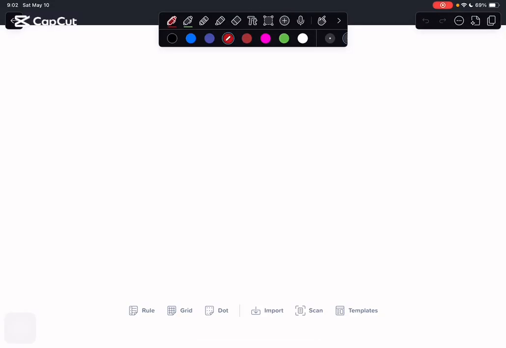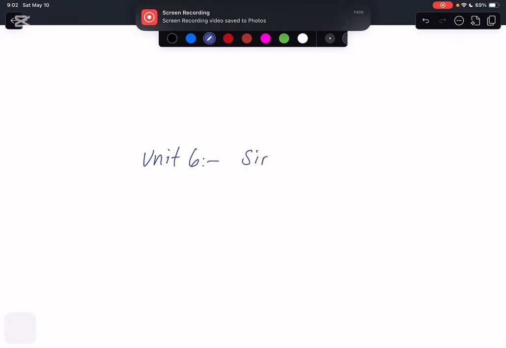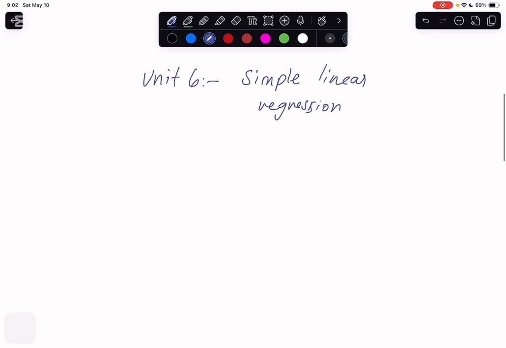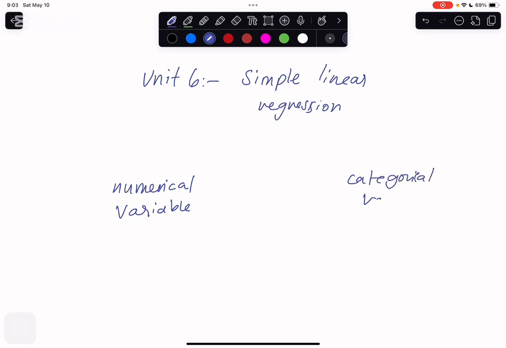Okay, so for chapter, which is unit 6, we write unit 6, it has a title of simple linear regression. What does simple linear regression mean? Okay, so before I tell you what this is, in the first 2 chapters we took categorical and numerical variables. So numerical variables, and what else did we take? We took categorical variables. Okay, of course when we have categorical variables and numerical variables, we want to understand the relationship between them.